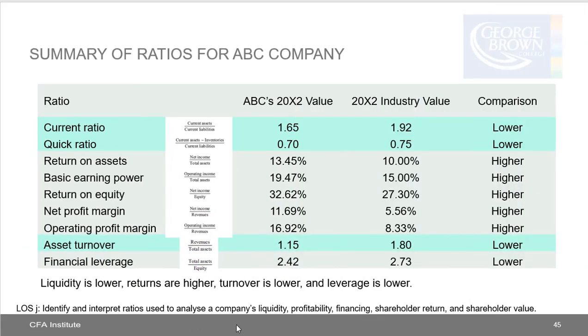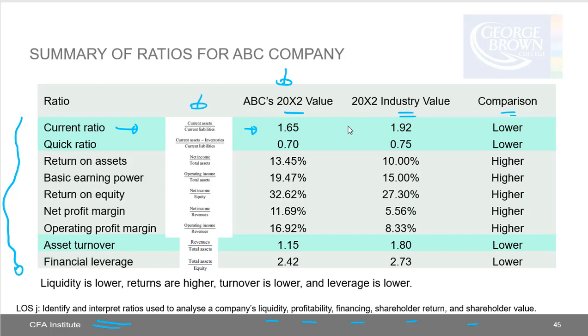So now that we've learned to calculate or understand the numerator and denominator, what the ratios are, with regards to liquidity, profitability, financing, shareholder return, shareholder value. This slide is just talking about now interpreting the ratios. And so here we've got a nice little summary of some of the ratios that we've looked at. And I've included the formula here in the column. Then we have ABC's companies 20x2 value. And then we have the industry value. So we're going to do a comparison. Okay. So starting with the current ratio, current assets divided by current liabilities.